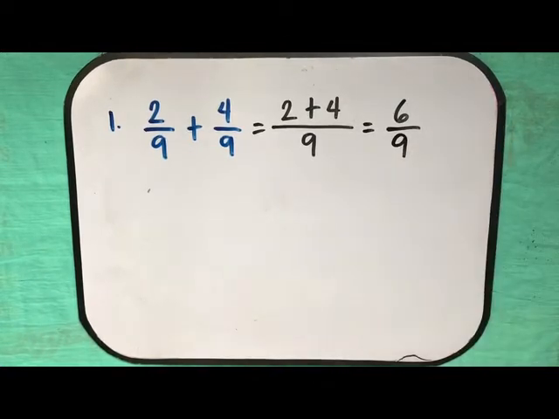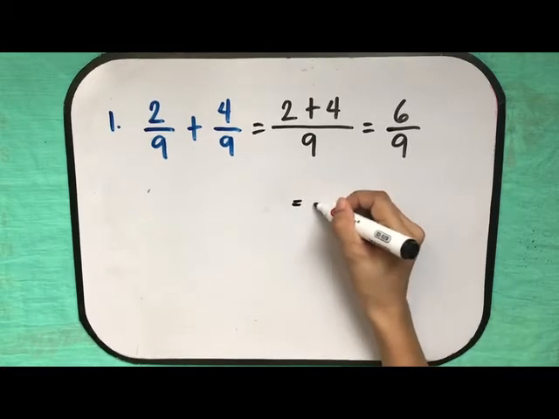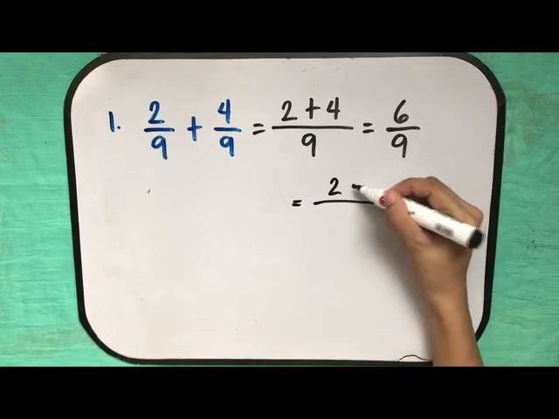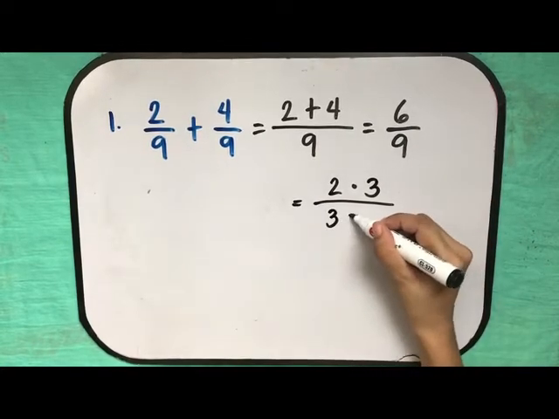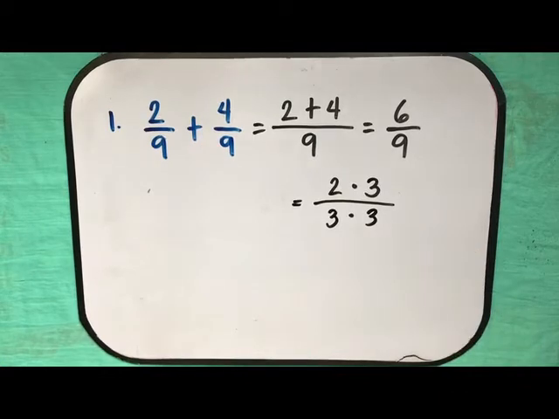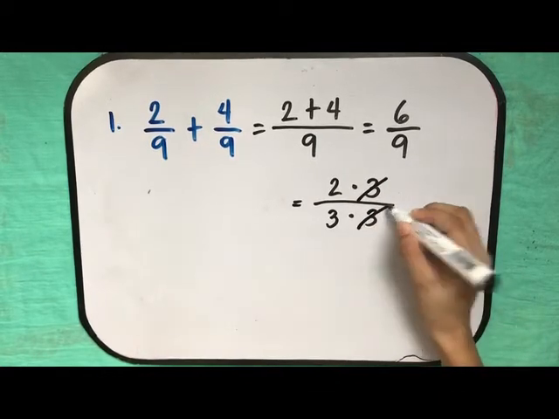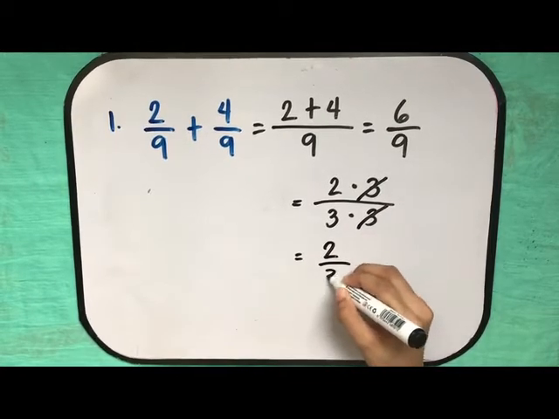Now, as you can see, this is not yet in simplest form. To simplify this fraction, you have to factor 6 and 9. The factors of 6 are 2 and 3. The factors of 9, we have 3 times 3. Now, as you can see, they have common factors. Just cancel it. And then the final answer will be 2/3.